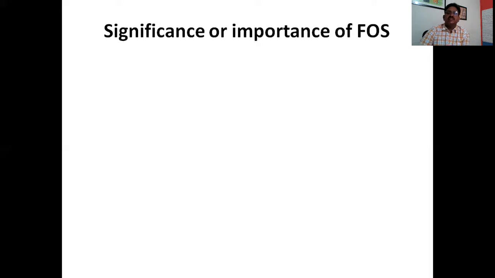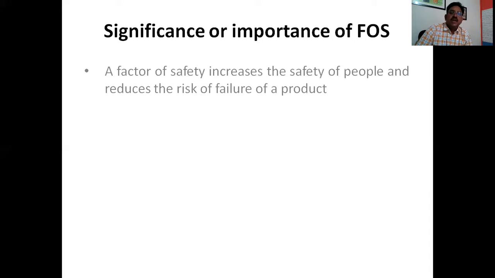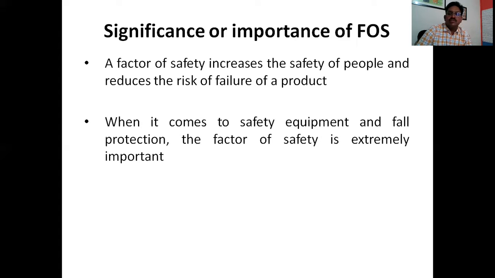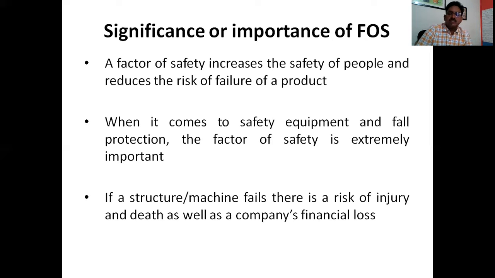What is the significance or importance of FOS, that is factor of safety? A factor of safety increases the safety of people and reduces the risk of failure of a product. That's what I was saying. So when it comes to safety equipment and fall protection, the factor of safety is extremely important. And if a structure or machine fails, there is a risk of injury and death, and it is also a financial loss to the company.